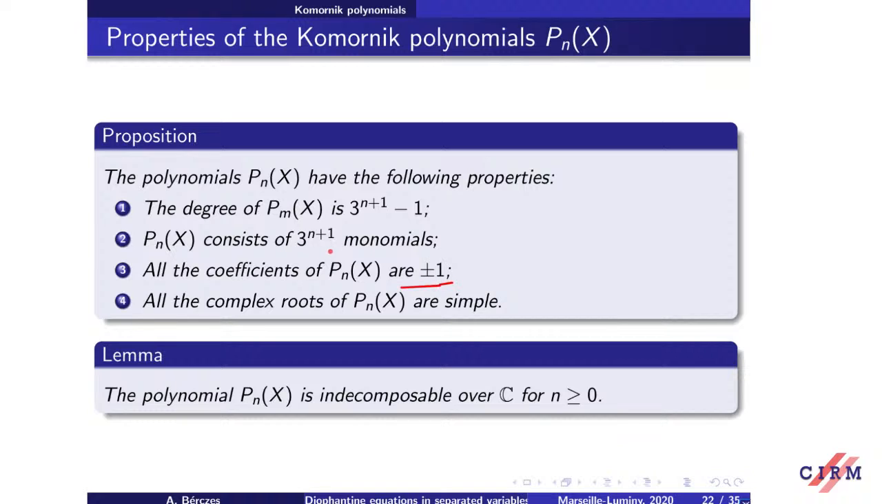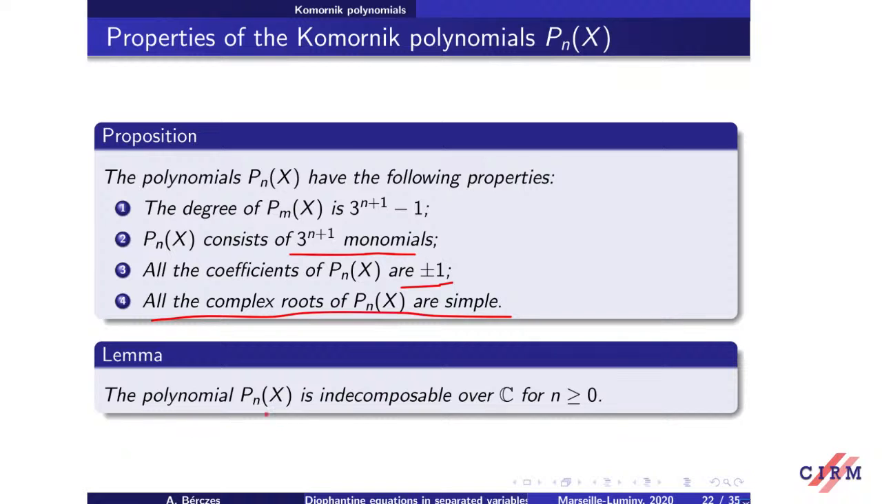Below the highest degree term, below the main term, there are no other coefficients than plus or minus 1, including 0. There is no 0 coefficient, so all the terms are present. It consists of 3 to the power n plus 1 monomials, and all these monomials have coefficients either plus 1 or minus 1. It is also proved that all the complex roots of such polynomials are simple.